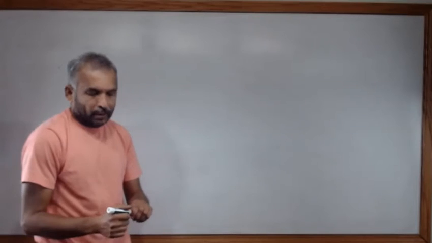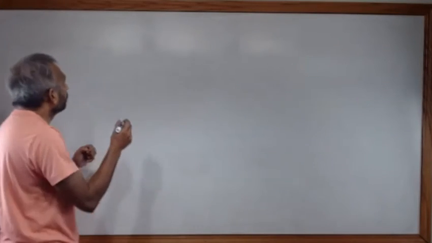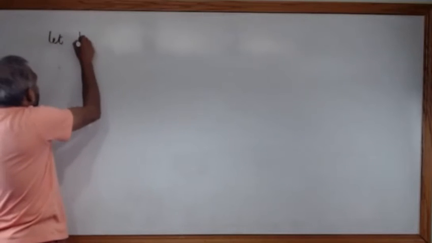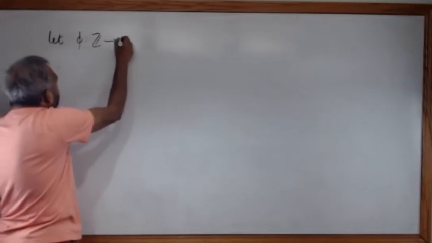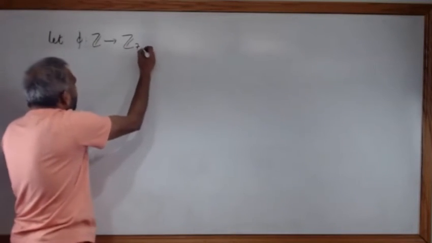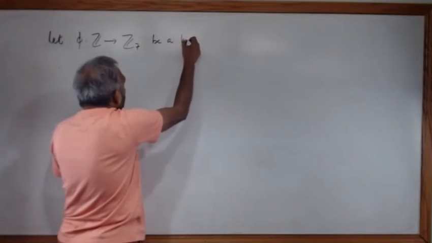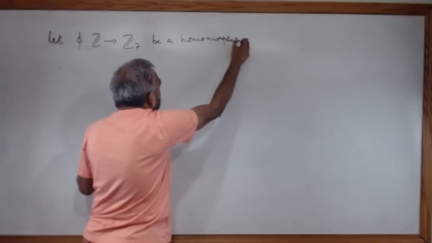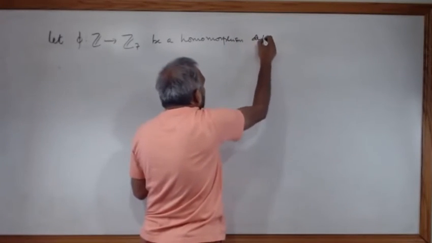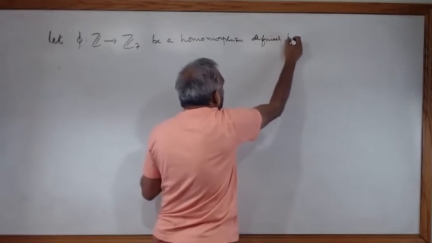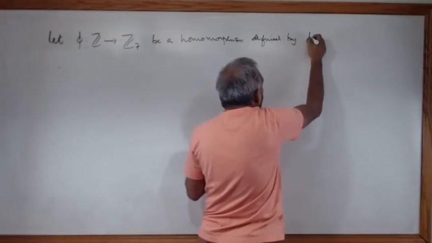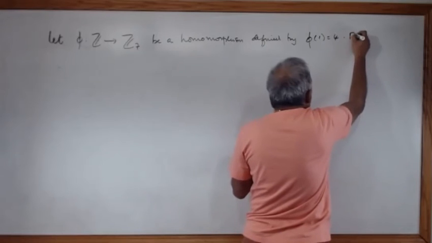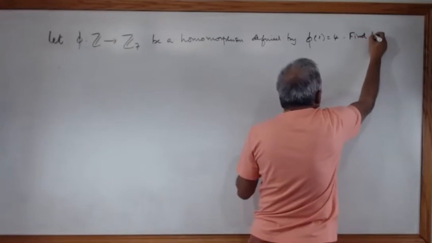Now let us do a computational problem. So let phi from Z to Z7 be a homomorphism defined by phi of 1 is equal to 4. Find kernel phi.